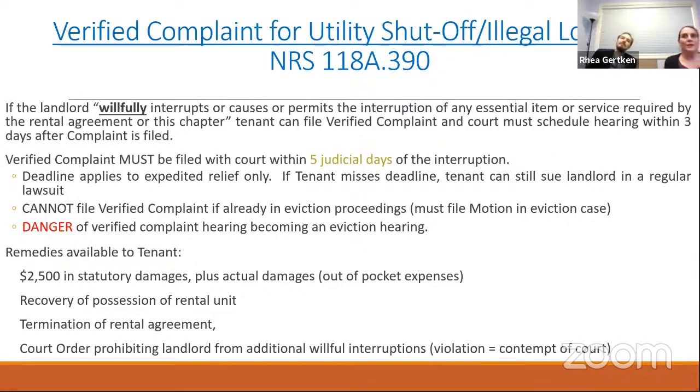Okay. So different remedies for different actions and different levels of culpability on the part of the landlord. So if my landlord turns off my hot water and then I have to go take showers at my friend's house, how do I show that I've been damaged?